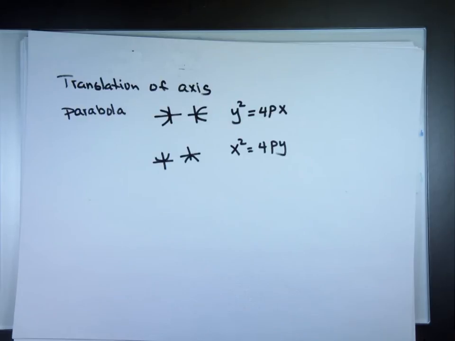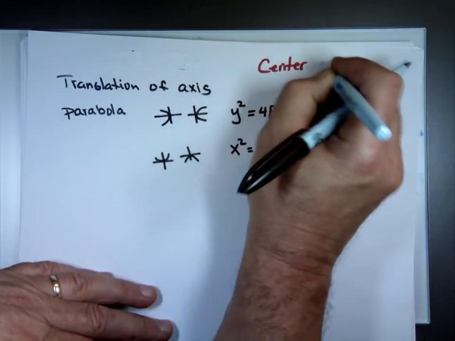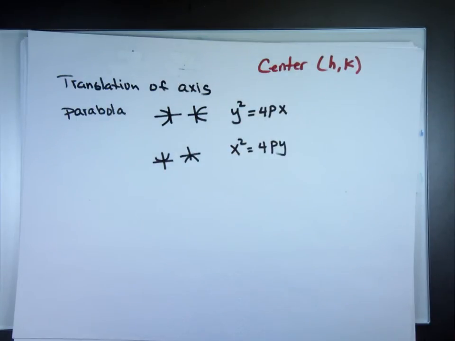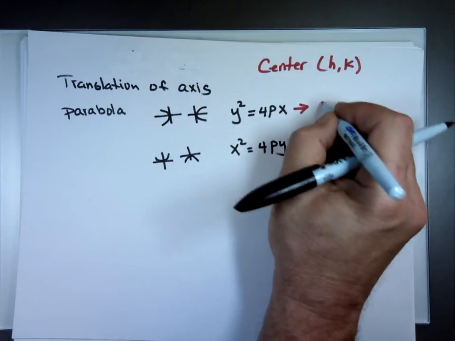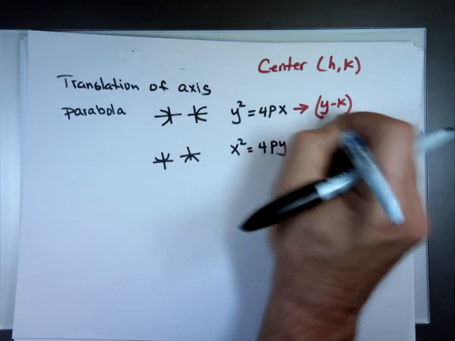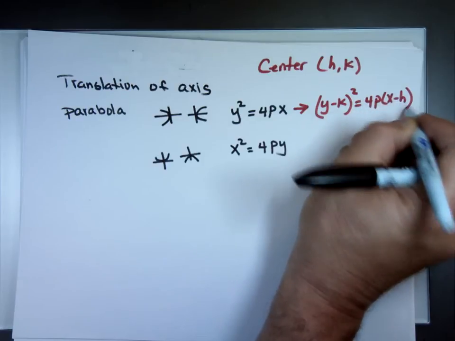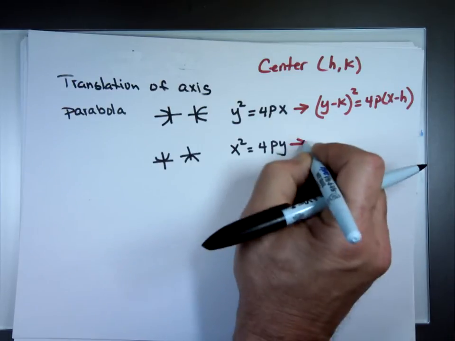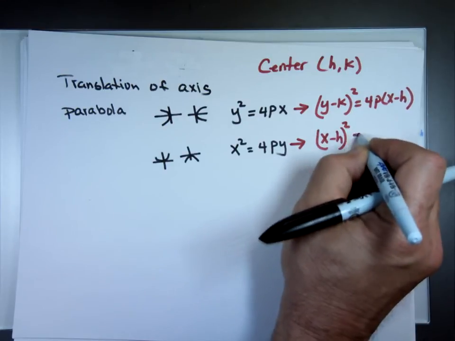In this chapter, the center is no longer 0, 0. The center is going to be at h comma k, like with the circles. h goes with x, k goes with y. So now if we change the center to h comma k, this equation becomes: every time you see y, put y minus k. And every time you see x, put what? x minus h. h always goes with x. k always goes with y.